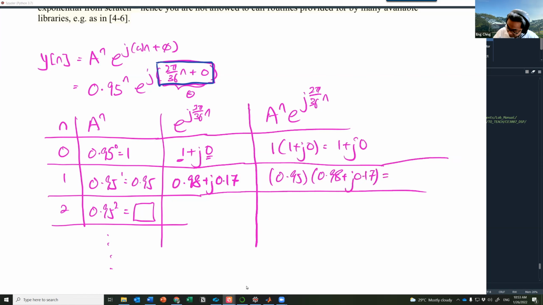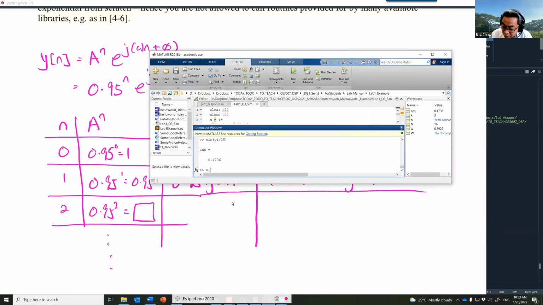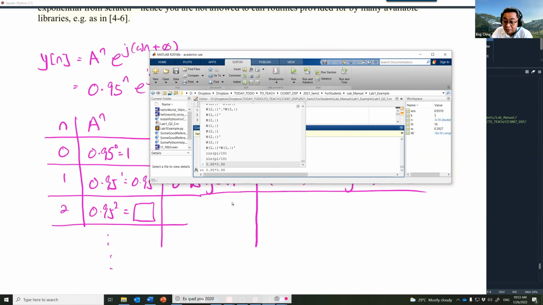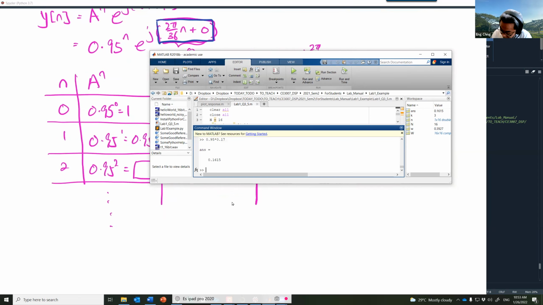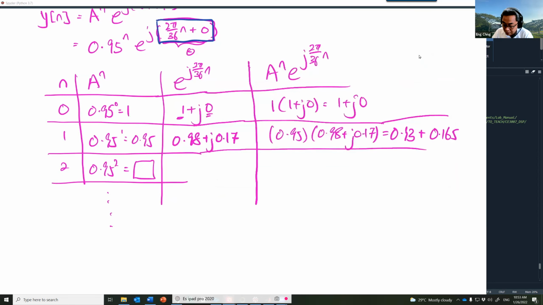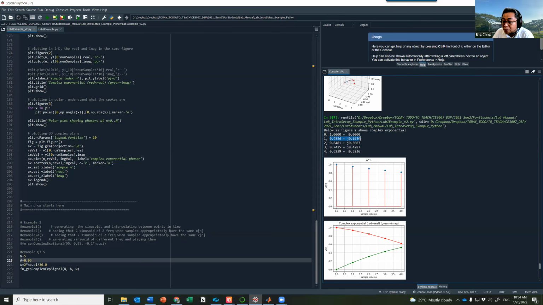And the answer is, so 0.95 times 0.98, let's go and calculate. 0.95 times 0.98 is 0.93. And the other guy, so in the lab, I'm only interested in up to 2 or 3 decimal places, okay? And 0.17, the answer is 0.165. Now let's check again with our Python code. And Spyder is up. So it's 0.93 and 0.165. Cool, we got the answer. So I pause now and take any questions.